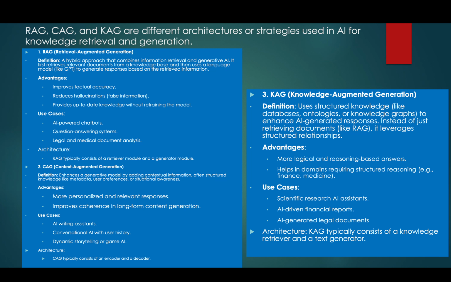As part of RAG, Retrieval Augmented Generation is a hybrid approach that combines information retrieval and generative AI. It first retrieves a relevant document from a knowledge base and then uses a language model like GPT to generate responses based on the retrieved information.